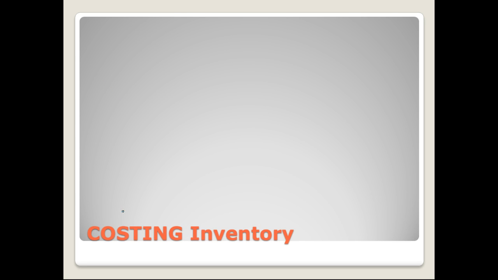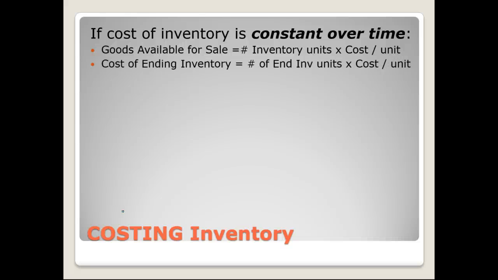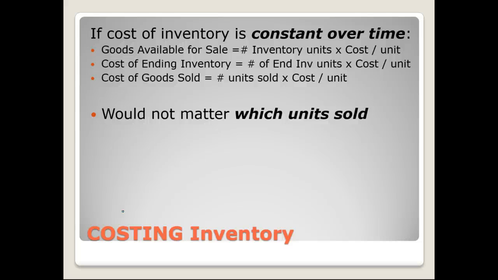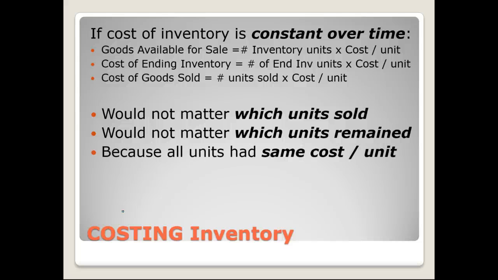Now the accounting for the selling of inventory would be really simple if the cost of all the inventory that a company needs to purchase was constant over time. Because then we could say that the cost of goods available for sale was always the number of units in inventory times the cost per unit. And the cost of ending inventory would always be the number of units in the ending inventory times some set cost per unit. And cost of goods sold would always be whatever number of units were sold times that same cost per unit. It would not matter which units you pulled from the inventory closet to sell, and it would not matter which units remained in the inventory closet because all the units would have the same cost per unit.